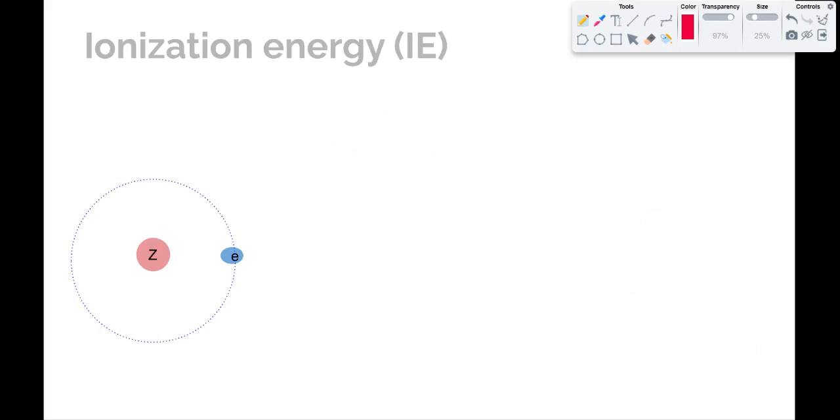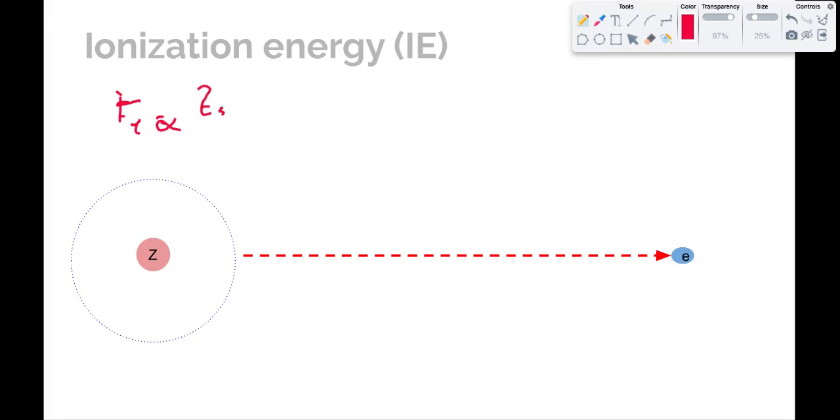There is a trend in ionization energy as well. Again, going back to our atom, thinking about the energy it takes to remove an electron completely from the atom, that's the ionization energy. And just a reminder that that force, electrostatic force, that's going to be proportional to the effective nuclear charge times the charge on an electron divided by the square of the average radius of the shell that that electron is in.